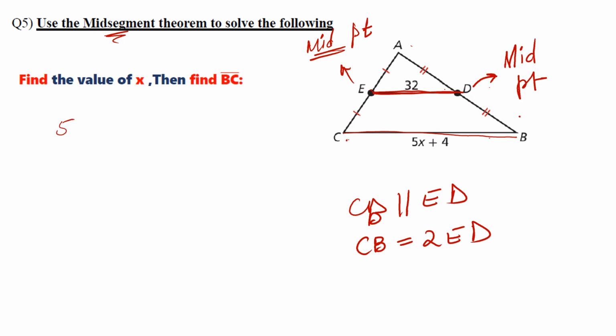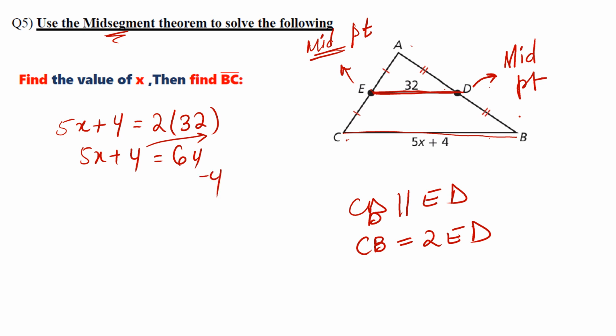CB is 5x plus 4 equals 2 times ED, which is 32. Now 5x plus 4 equals 32 times 2, which is 64. Bring the 4 on the other side, you will get negative 4. So 64 minus 4 is 60. Divide both sides by 5. So 60 divided by 5 gives you 12.